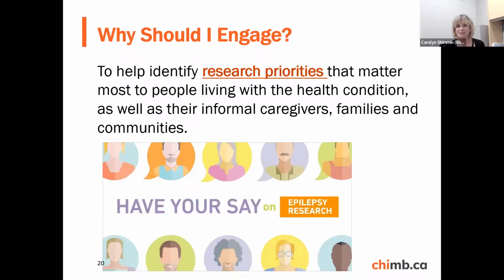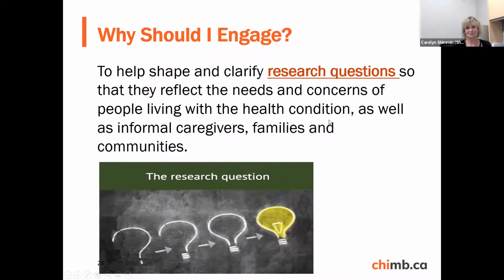So in a rheumatoid arthritis study, for example, researchers felt that the number one research priority for people with lived experience was pain management. And then when they engaged patient partners in a research priority setting exercise, they discovered that fatigue was the number one priority. And so they changed their entire research project to really look at a priority that was identified by people with lived and living experience.